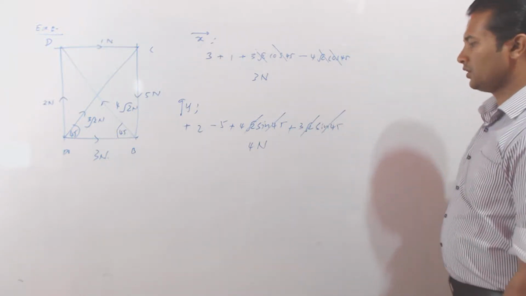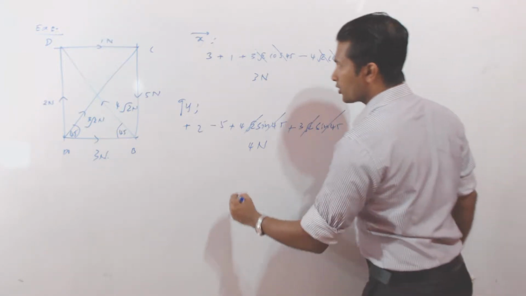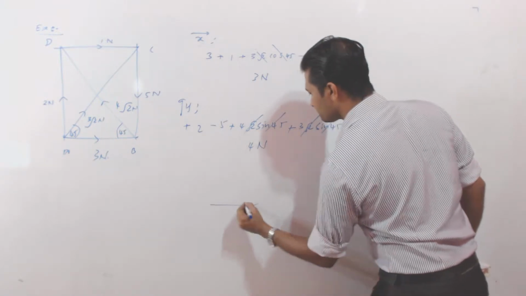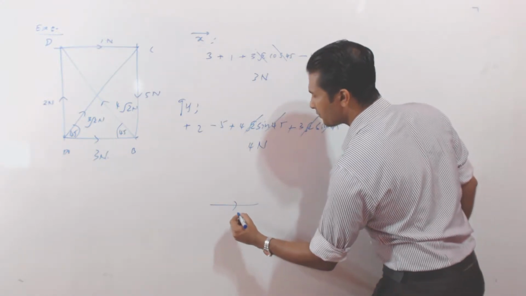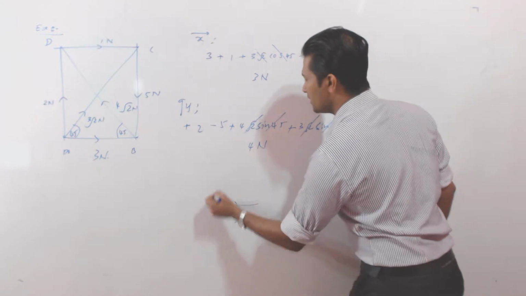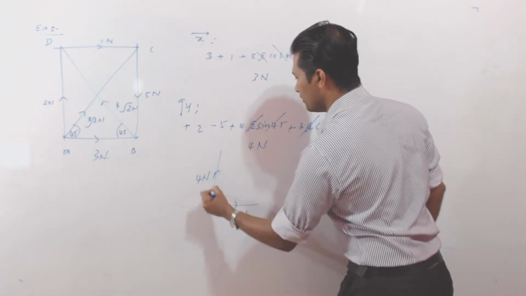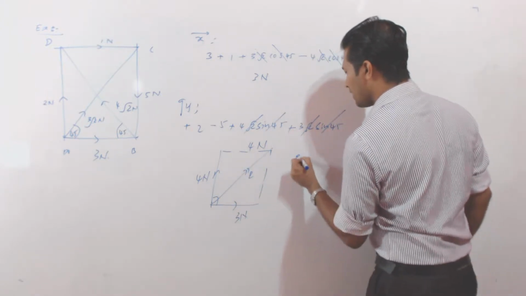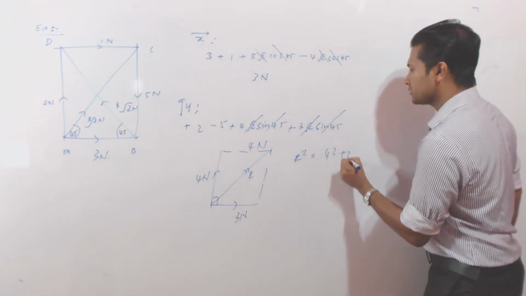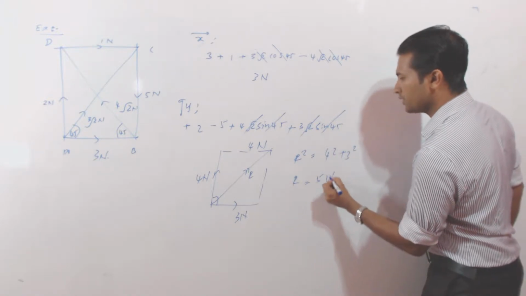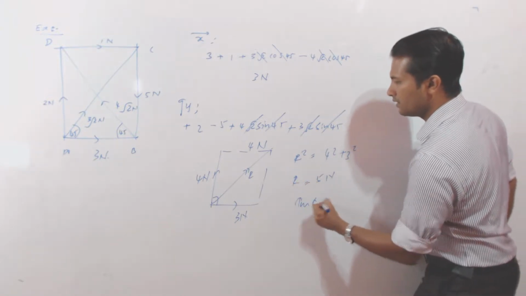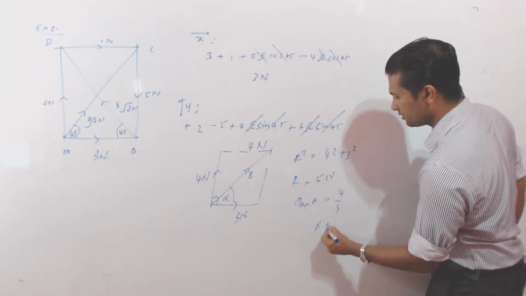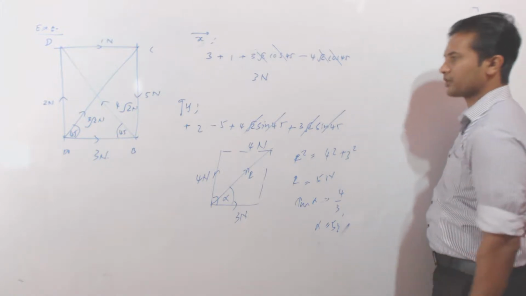4 newtons. So in order to get the resultant, you can make use of r square equals x square plus y square. This is 3 newtons and this is 4 newtons. The diagonal gives you the resultant, r square equals 4 square plus 3 square. So r equals 5 newtons and the angle, that is tan alpha, 4 over 3, which means 53 degrees approximately.